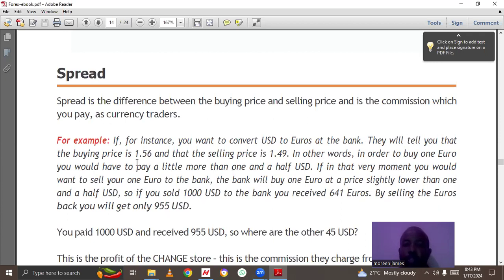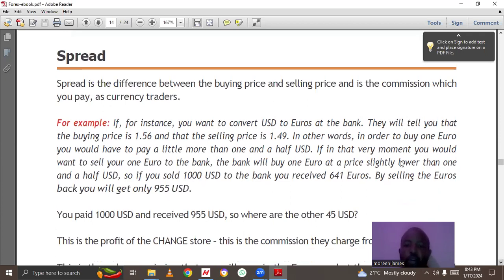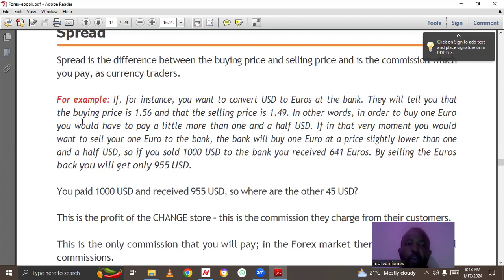They will tell you that the buying price is 1.56 and that the selling price is 1.49. If you go to a bureau, you'll see the buy versus the sell, if you have your shillings or dollars and want to exchange them. In other words, in order to buy €1, you would have to pay a little more than 1.5 USD. You can see 1.56, 1.5.